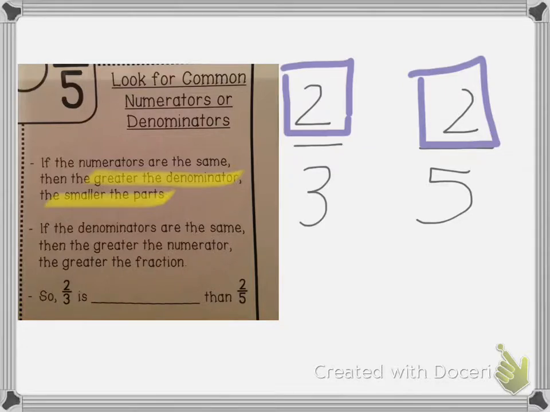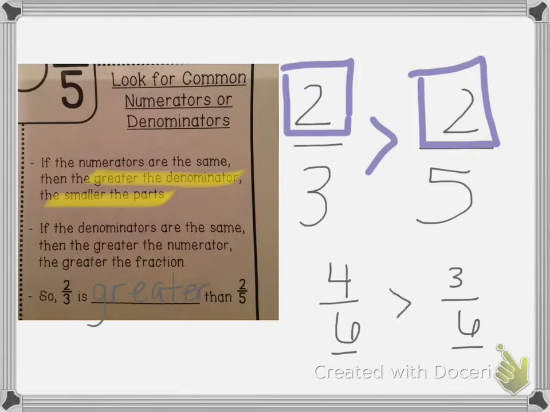So we know that 2/3 is greater than 2/5. If the denominators are the same, then the greater the numerator, the greater the fraction. So for example, if I had 4/6 and 3/6, the denominators are the same, so we can just compare the numerators.